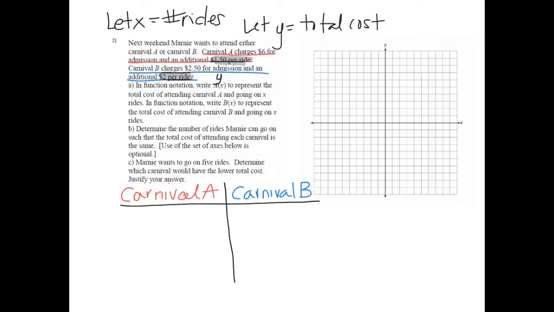So for Carnival A, we know that is going to be $6 for admission and $1.50 for each ride. So that means your cost, Y, is equal to your $6 admission plus $1.50 for every ride that you go on. Or let's write it like this. You're used to seeing it like this.